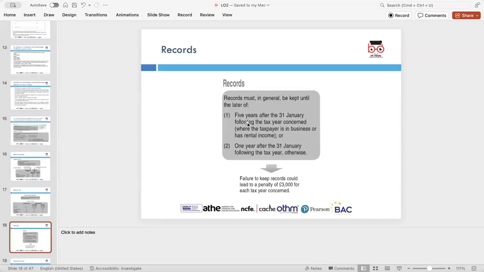Records must in general be kept until the later of 5 years after 31st January following the tax year concerned, where the taxpayer is in business or has rental income, or 1 year after the 31st January following the tax year otherwise.